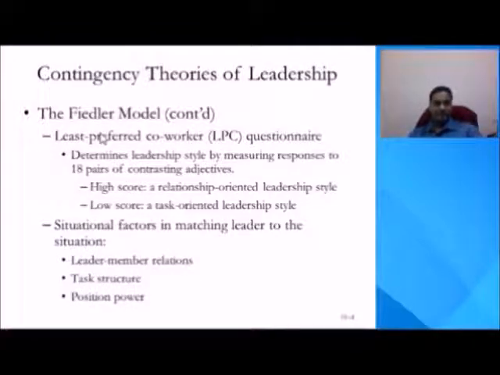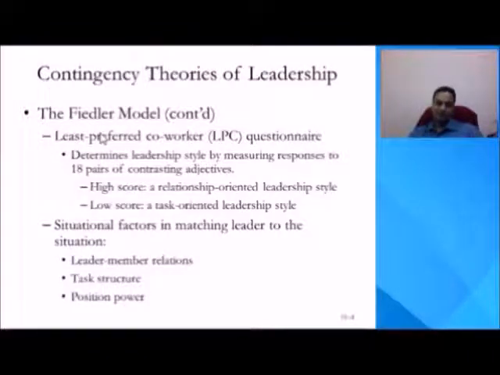If the leader described the least preferred coworker in relatively positive terms, in other words a high LPC score, then he is considered to be a person who values human relationships. That is, he is more relationship oriented. The contrasting pairs of adjectives were things like pleasant, unpleasant, cold or warm, boring, interesting. So these kinds of adjectives were used.